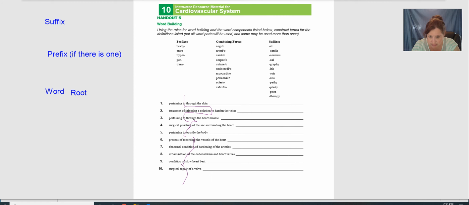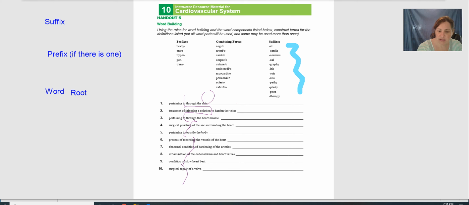Surgical puncture is a centesis. Process of recording is graphy. So look up each one of these suffixes and find out what they mean, and do they match any of those 10 words? Okay. Then remember, every word has a suffix. Not every word has a prefix, but word roots tend to be body parts.